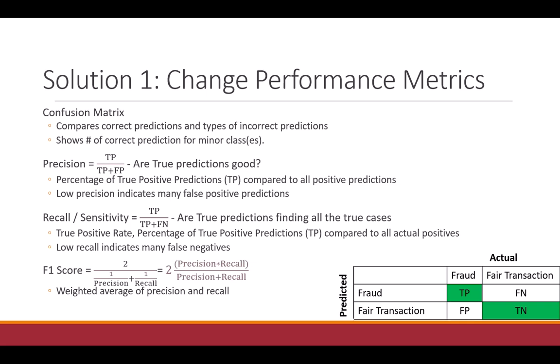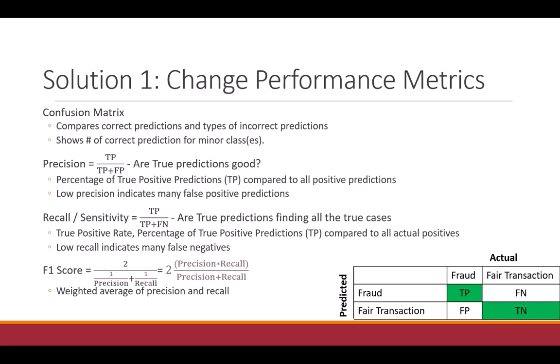And you may have heard of the idea of the confusion matrix, which basically compares our predictions and the type of incorrect predictions, so we can find a good measure that classifies whatever we built. Three of the more common things we see are called precision, recall, or sensitivity, and the F1 score.